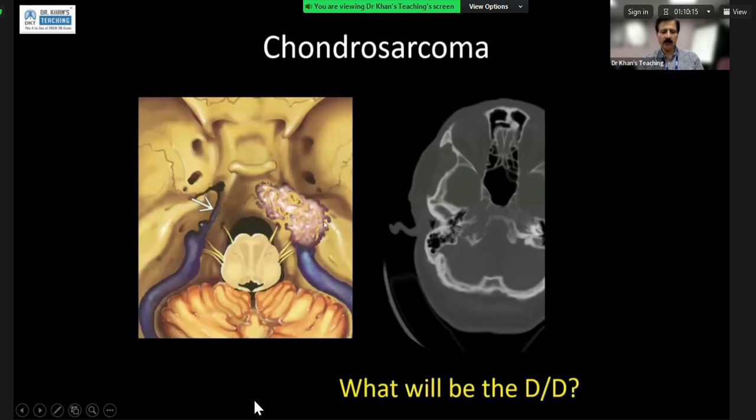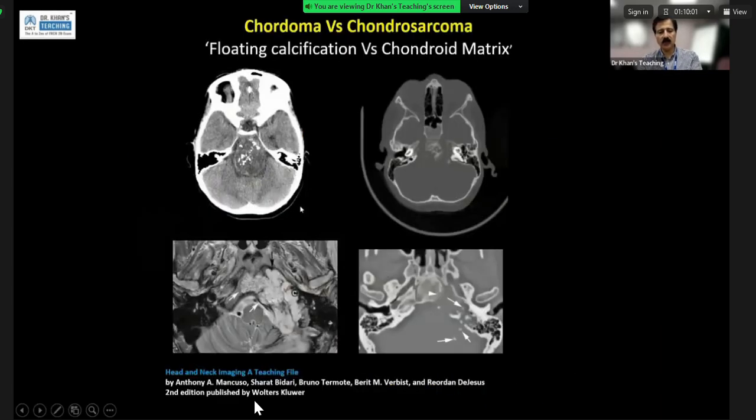So you have to discuss the differential in this fashion. Of course, you can keep metastasis, myeloma, lymphoma, all of these in the differential, but chondrosarcoma as well as chordoma. Now, one of the key points to differentiate between the two is chondroid matrix. But the but is that in a chordoma, there can be similar. What happens in a chordoma? Just remember it like this, that chordoma is a midline tumor. It can arise anywhere from the clivus till the sacrum.